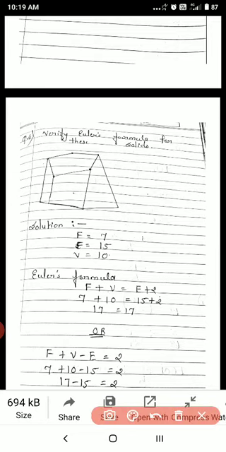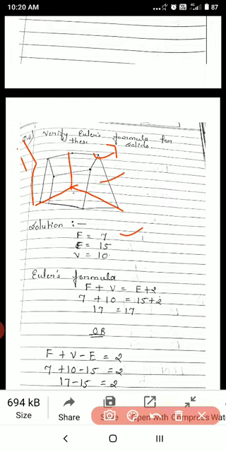Question number 6, verify Euler's formula for this solid. So this solid is given to you. First part of question number 6. This diagram is incomplete. You can see at the top there is a pentagon, and in the base the points are not joined. See, this point is incomplete because edges are not coming from here. So join this edge. Now here you got the pentagonal prism.